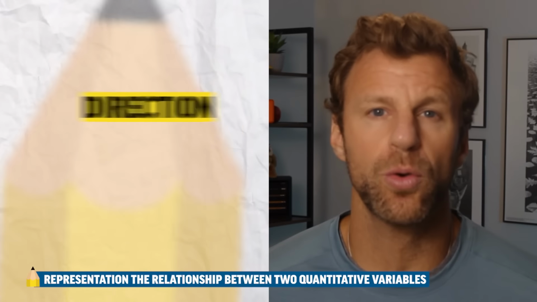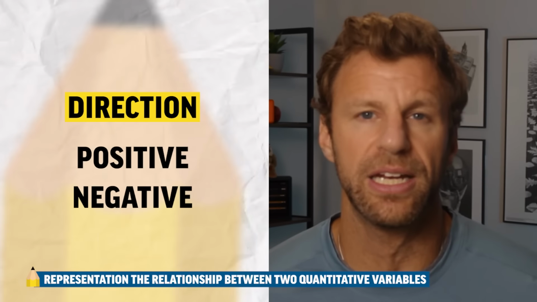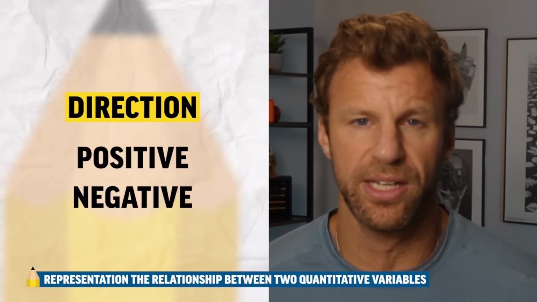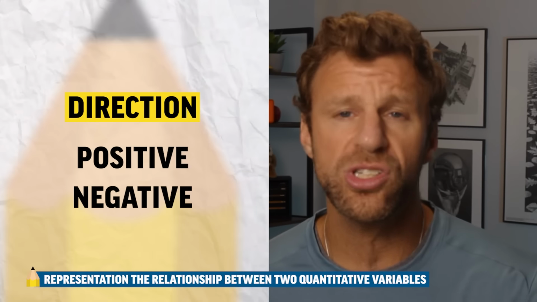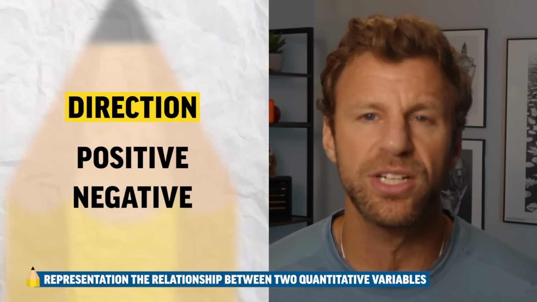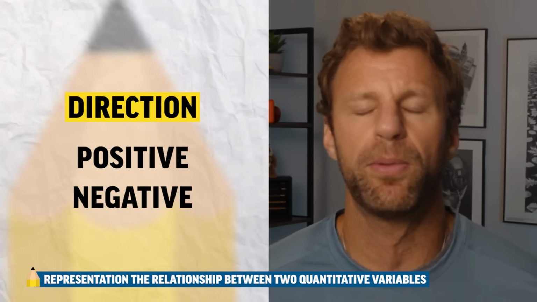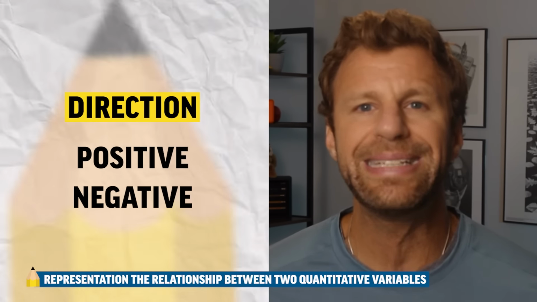First, when we talk about direction, we talk about positive or negative. The explanatory variable on the x-axis is always increasing. If the response variable is also increasing, we say that that's a positive direction. If the response variable is decreasing as the explanatory variable increases, that is said to be a negative direction.